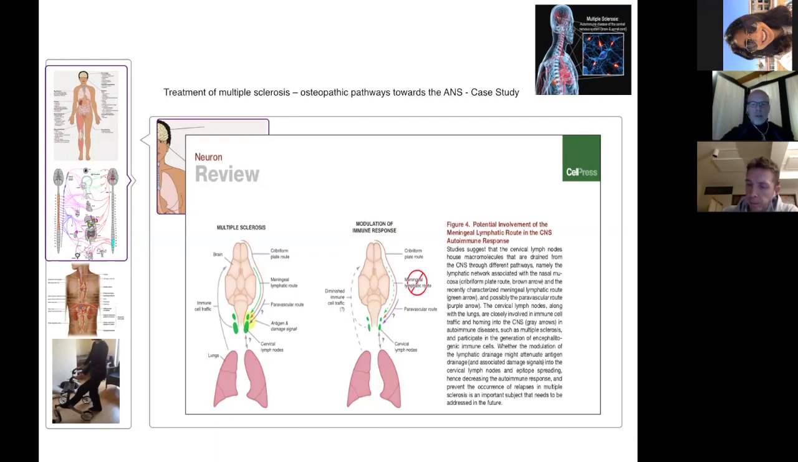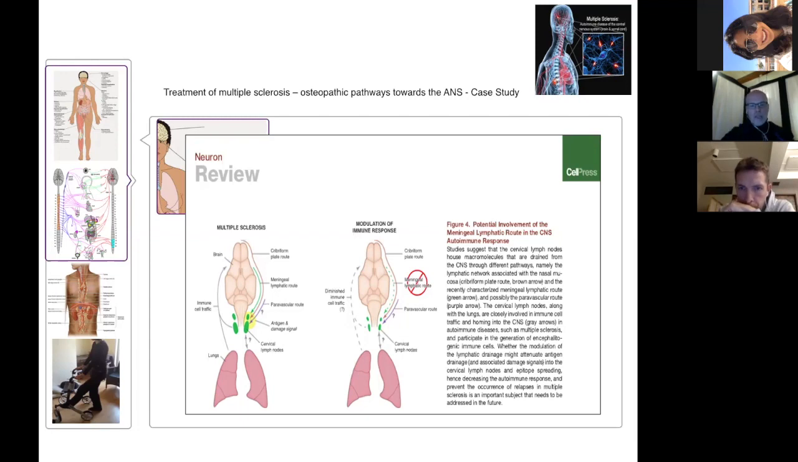So within the contents of our work within the frontal structures of the cranium, also the cribriform structures, and the relationship of the actual lymphatic drainage within the cervical lymph nodes, we're beginning to potentially have an effect on this meningeal lymphatic route and the influence we can have on potential drainage and the immune system. So, for example, the cervical lymph nodes, along with the lungs, are closely involved in immune cell traffic and homing into the CNS, grey arrows, and autoimmune diseases such as multiple sclerosis, with potential degeneration of the capillary immune cells.